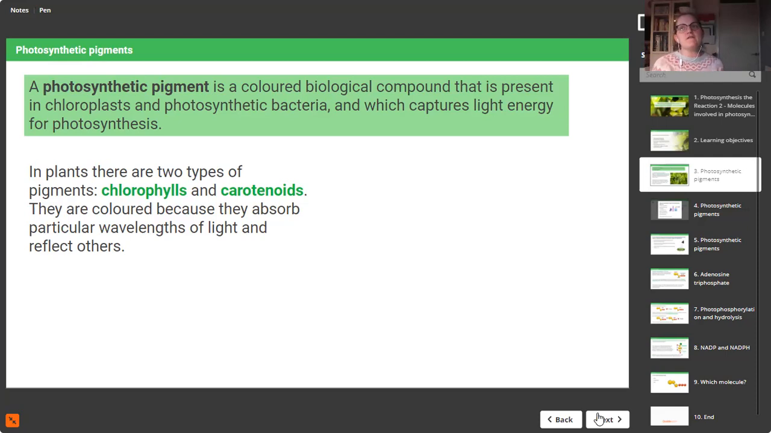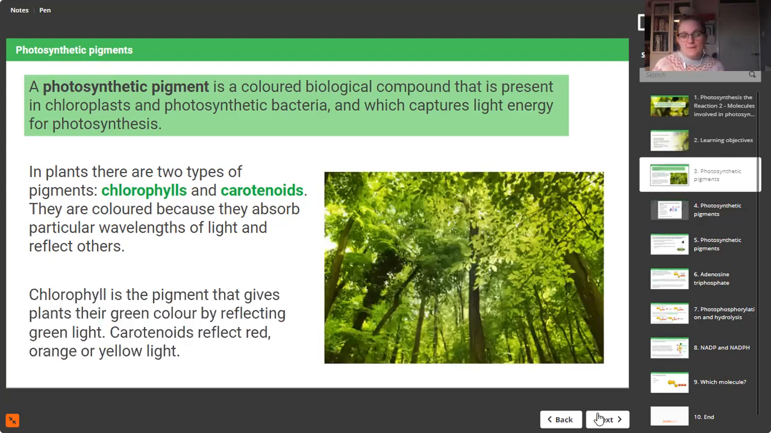So the reason these photosynthetic pigments are coloured is because they absorb particular wavelengths of light and are able to reflect others. So if we think back to basic physics, different colours absorb different wavelengths of light. So we sort of categorise different wavelengths of light as being in different coloured zones. So they're able to absorb some and then they reflect others.